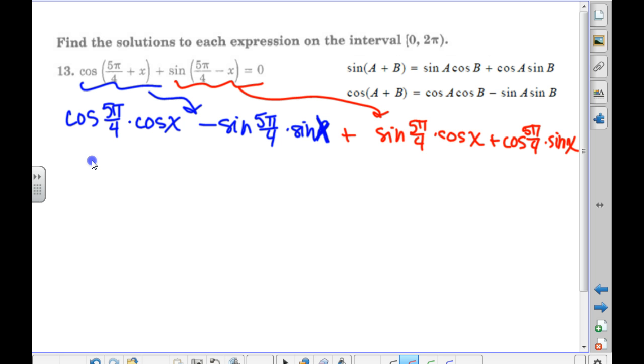Cosine at 5 pi over 4. Yep. Shouldn't that be a minus sine 5 pi over 4 times cosine x minus cosine 5 pi over 4? This one back here? Because it's a minus b. Oh, this is wrong up here. Yeah. It's supposed to be a minus, so then this is supposed to be a minus? Yes. Thank you. I thought I copied the right one onto there, so I was believing it. Okay.